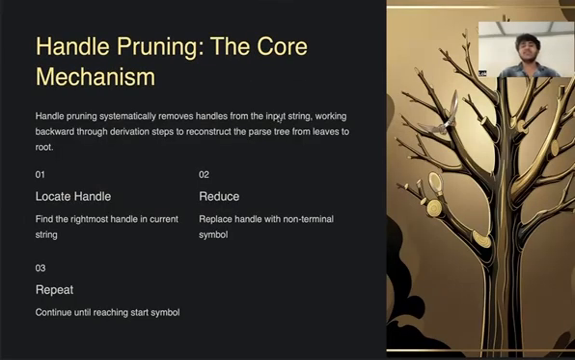In slide 4, we talk about the handle pruning core mechanism. Handle pruning is the process of removing handles step by step. It works in three steps: locate handle, reduce, and repeat. In locate handle, find the correct substring. In reduce, replace it with a non-terminal. And the last step, repeat, continue until we reach the start symbol. This process reconstructs the parse tree from bottom to top. So instead of building from root to leaves, we build it from leaves to root.